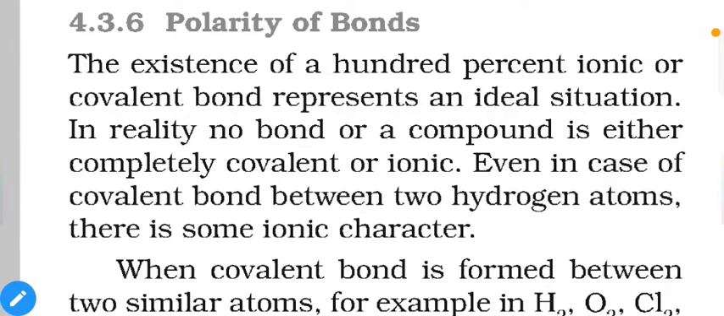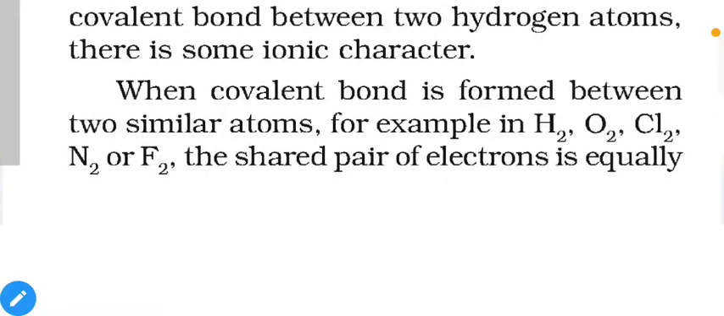So let us start the point. The existence of 100% ionic or covalent bond represents an ideal situation. That means in reality we do not have 100% covalent or ionic bonds. Even in case of the covalent bond between two hydrogen atoms, there is some ionic character.